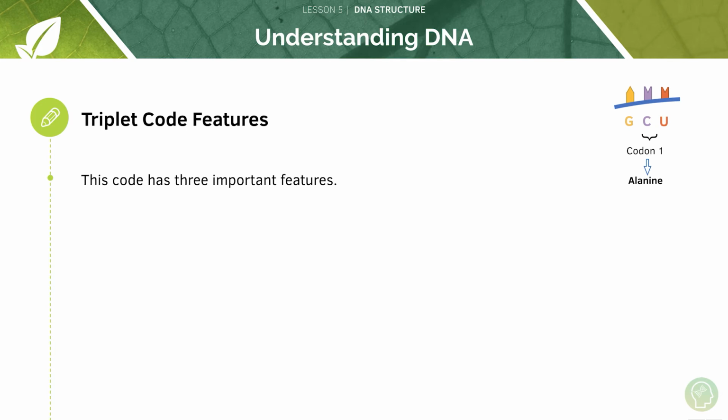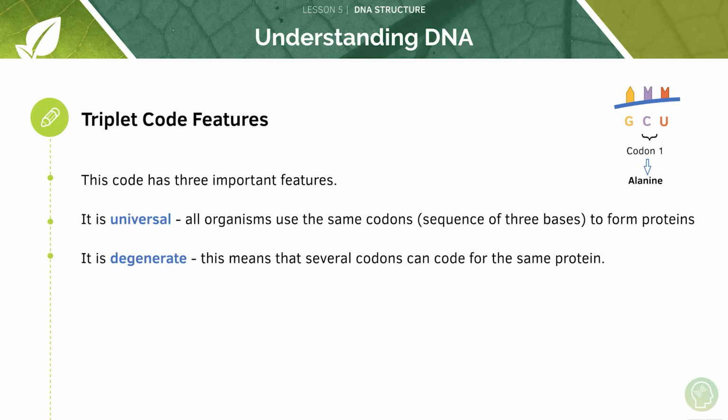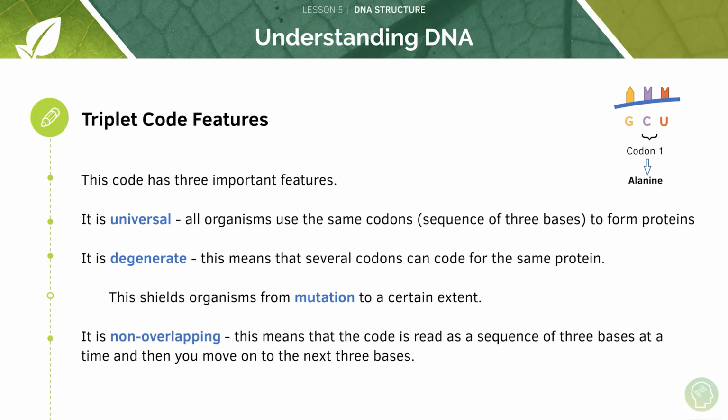So this triplet code has 3 important features. So number 1, it's universal. So all organisms use the same codons, so the same sequence of 3 bases to form proteins. Number 2, it is degenerate, and this means that several codons can code for the same protein, and we'll see that on some slides to come. So this shields organisms from mutation to a certain extent because it means that if there is a mutation in a codon, there's a chance that it could still code for the same amino acid, is what I mean to say.